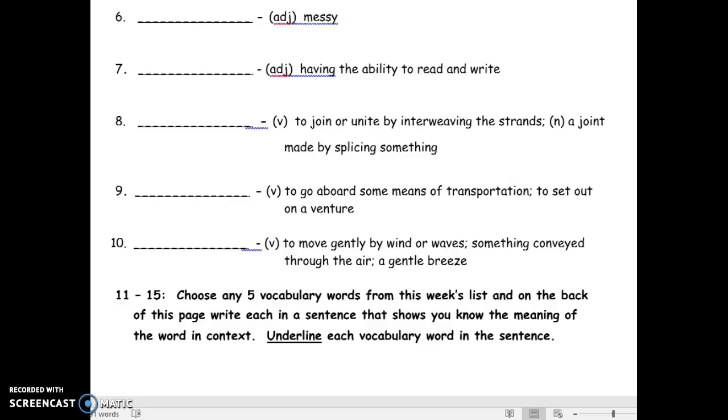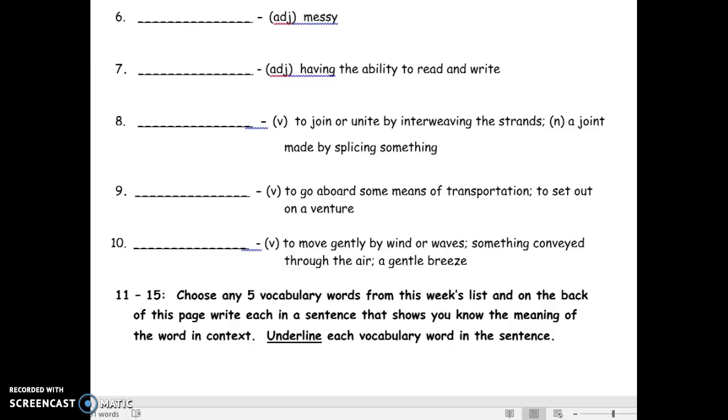Number 9 is a verb. It means to go aboard some means of transportation or to set out on a venture. And number 10 is a verb. To move gently by wind or waves, something that's conveyed through the air, or a gentle breeze.